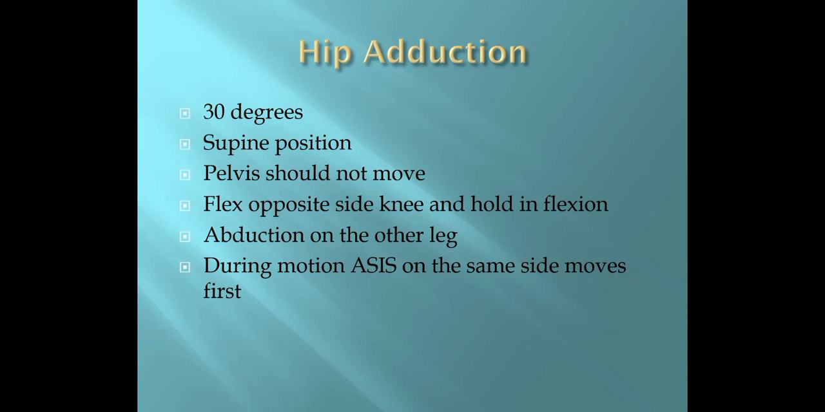And the second way to check it is, if we are going to check hip adduction for the right side, then ask the patient to abduct the left side of the hip and leave the left side of the hip in abducted position, and then ask the patient to perform hip adduction on the right side.